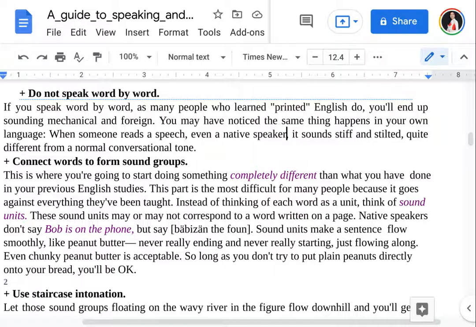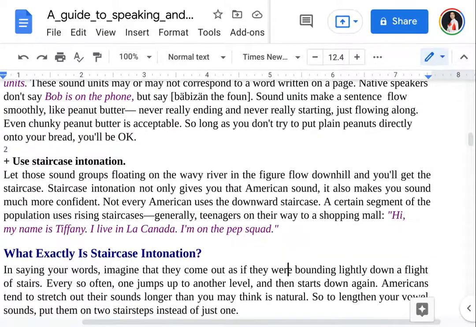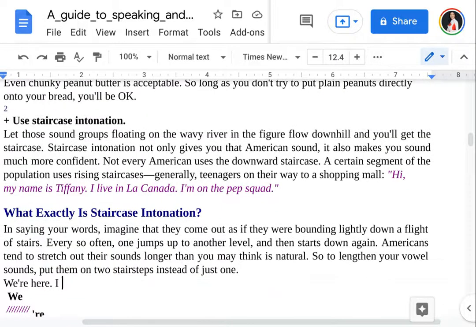Sound units make a sentence flow smoothly like peanut butter, never really ending and never really starting, just flowing along. Even chunky peanut butter is acceptable, so long as you don't try to put plain peanuts directly onto your bread, you'll be okay. Use staircase intonation. Let those sound groups floating on the wavy river in the figure flow downhill and you'll get the staircase. Staircase intonation not only gives you that American sound, it also makes you sound much more confident.